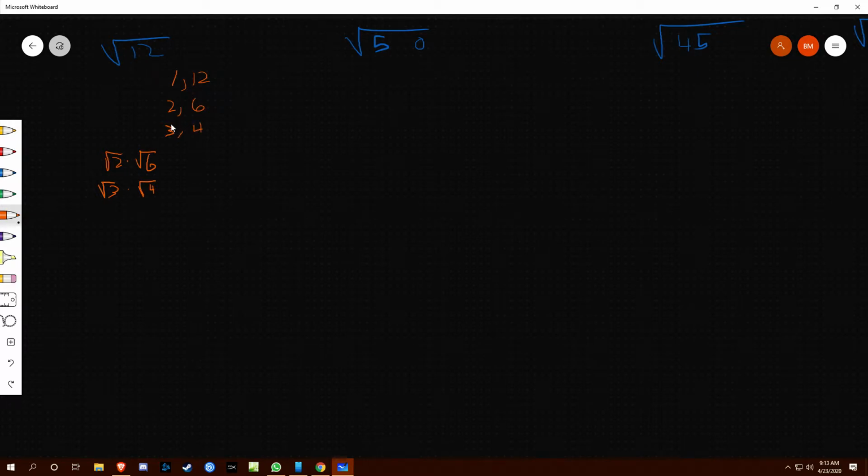Now, what I'm going to use to simplify would be the 4. Why am I choosing the 4? Because it is a perfect square. So the square root of 4 is 2. So the square root of 12 simplifies to be 2 times the square root of 3.